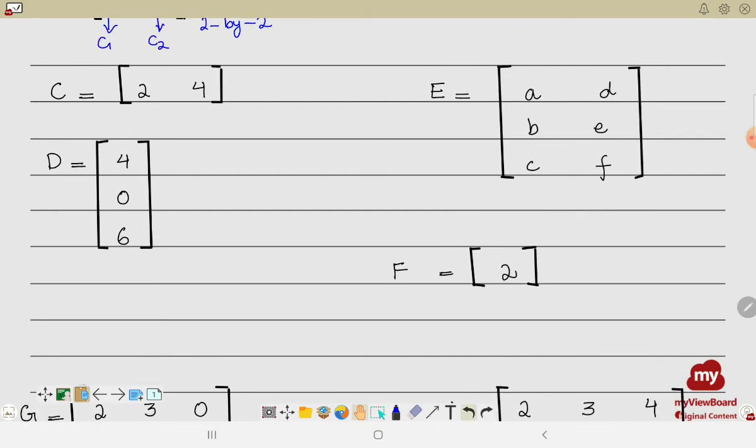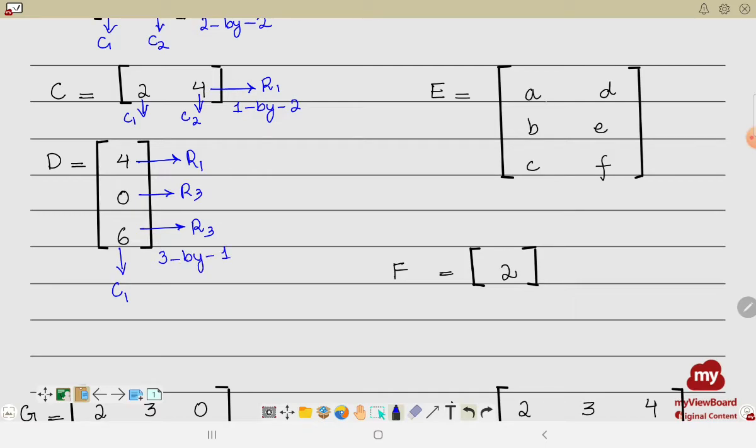C part, C matrix, in which we have 1 row, this is R1, and we have 2 columns. So this matrix is of order 1 by 2, meaning 1 row and 2 columns. Let's move further with the D matrix, in which we have 3 rows and only 1 column. So you see 3 rows and 1 column, so we are going to write it like 3 by 1.